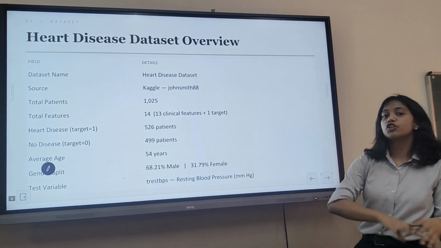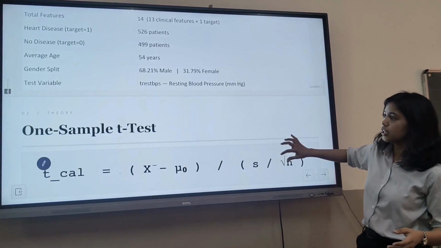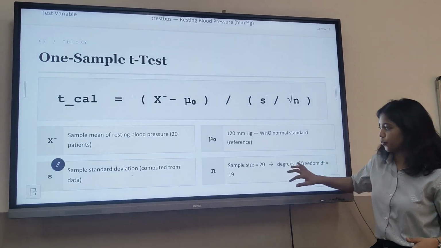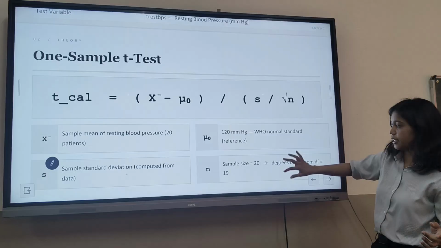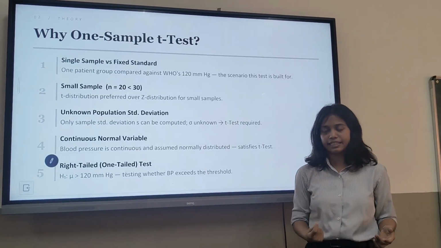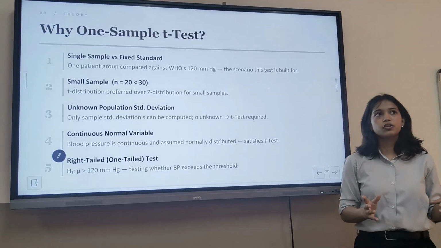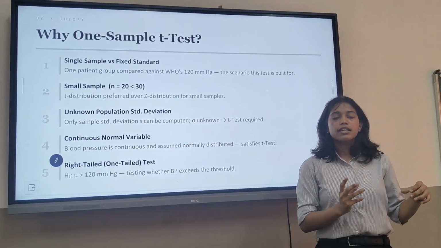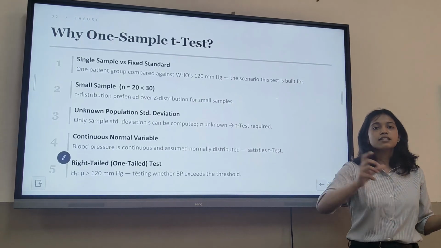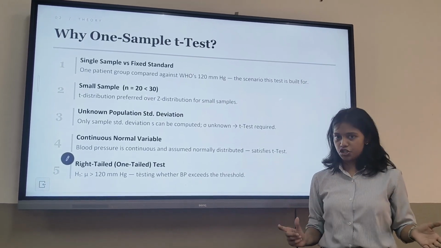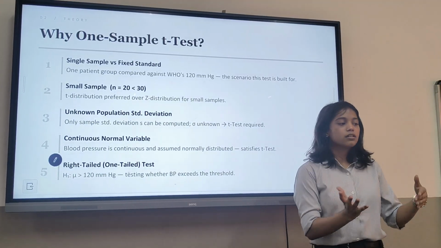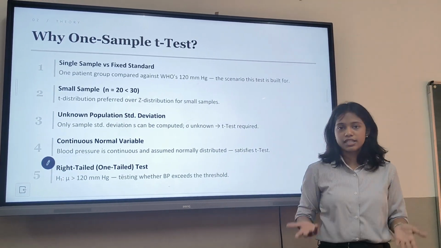So this was the overview of the data set. Moving forward, the functionality, methodology, and what we are actually going to do. We will move to this slide later on. First, let's know why we are using one sample t-test. As I told you before, we are comparing this one single data to a population mean of blood pressure, that is 120 millimeter Hg, set by WHO standards, right?